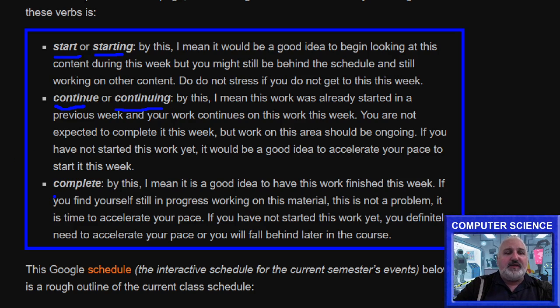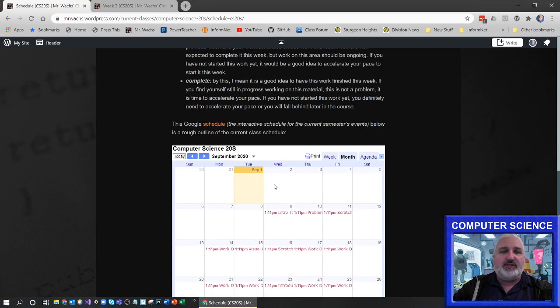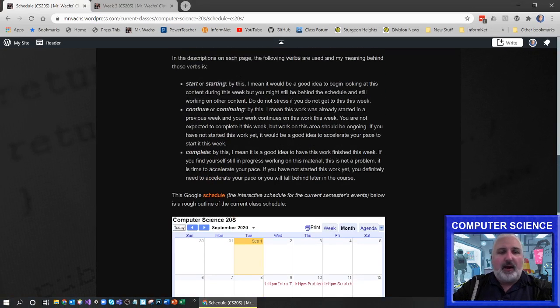And then finally, if you see the word complete, this would be an indication from me that this is around the time you should be finishing that piece of work, okay? So if you see like complete the classes unit, then that's an indicator that's about where you should be. If you're not quite there yet, don't stress too much, but it gives you a general ballpark about where you should be in the schedule at this point in time. Also on this page, you can also find an interactive Google schedule, which is changeable, and that basically describes the schedule portion of this website.